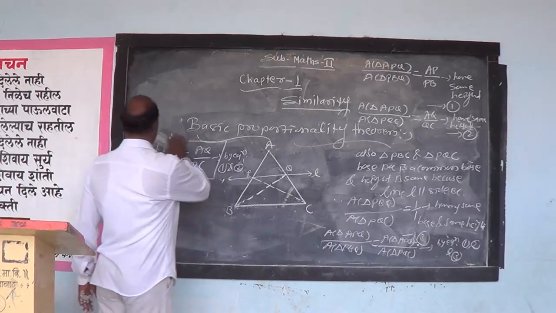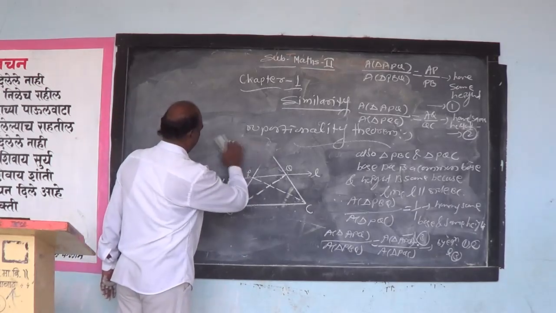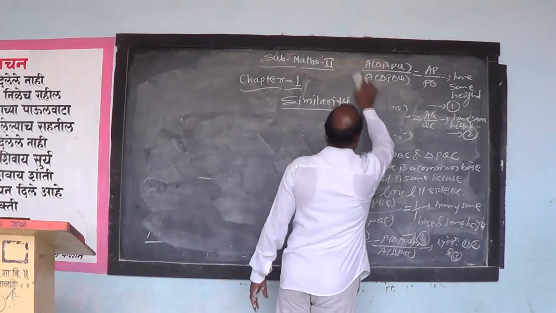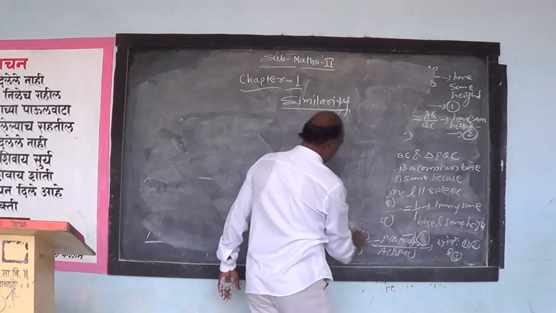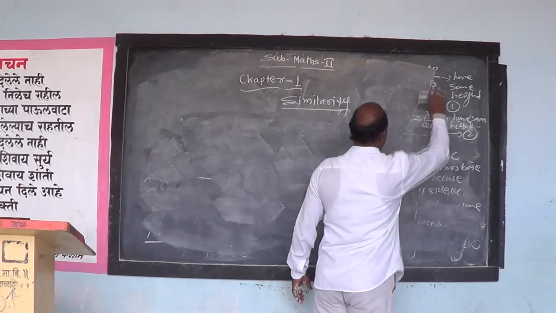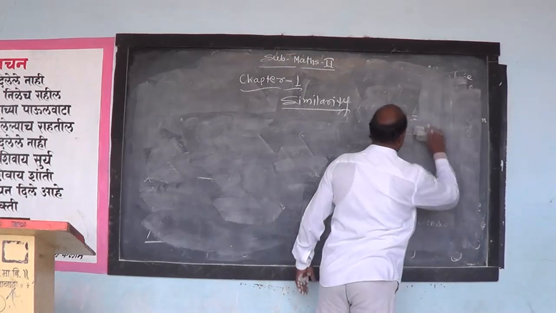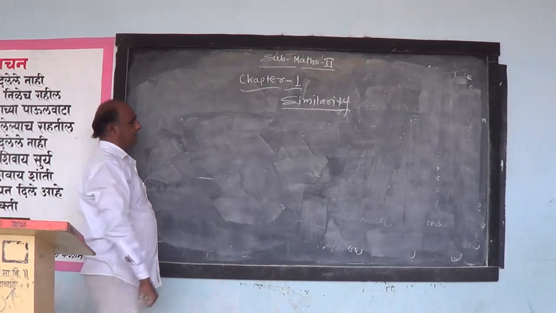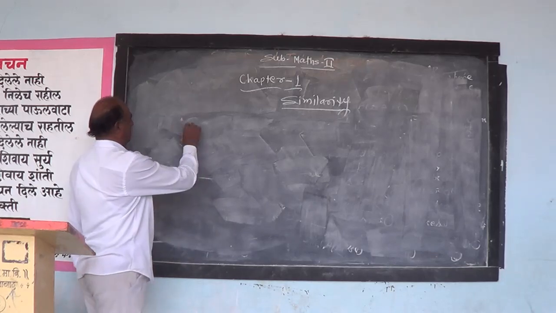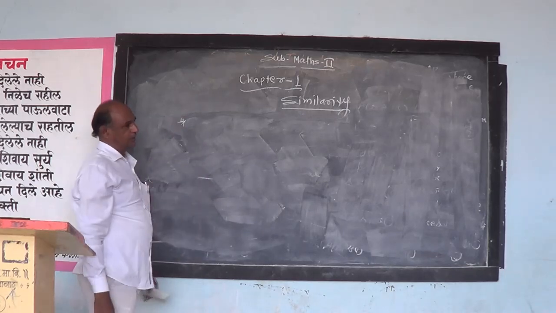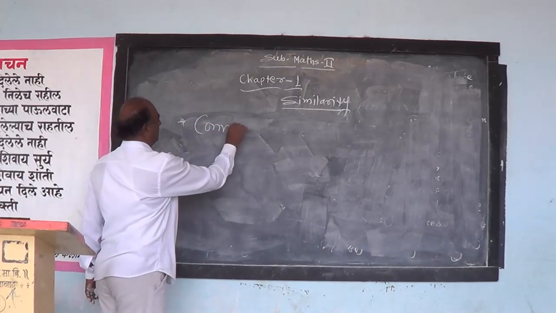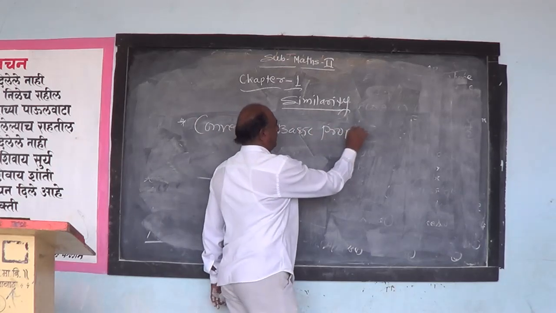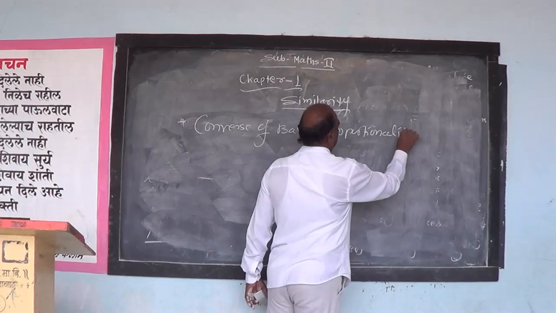Then the converse of the basic proportionality theorem. The next theorem in this chapter is the converse of the basic proportionality theorem. Only the statement is given, and no proof is given in our textbook. Only the statement of this converse of the basic proportionality theorem.